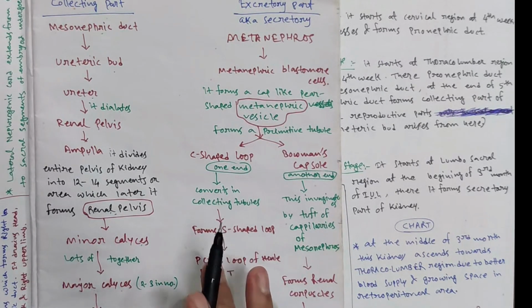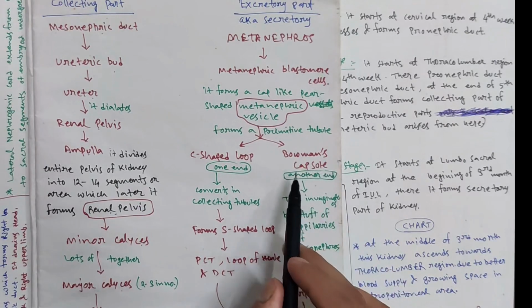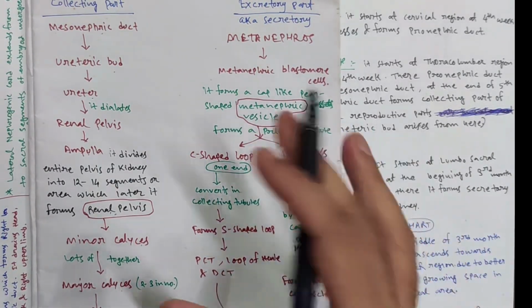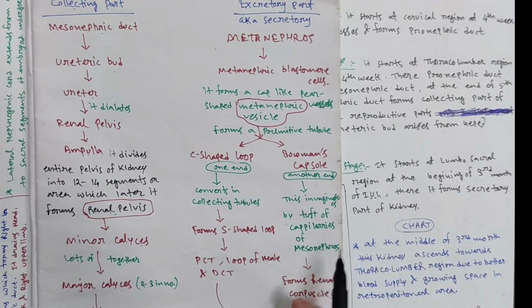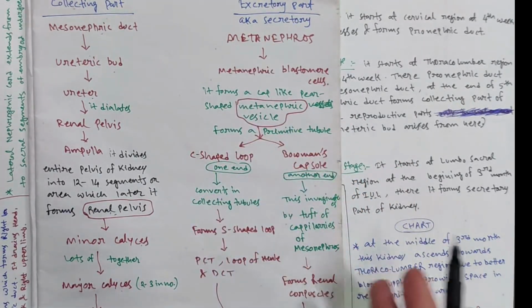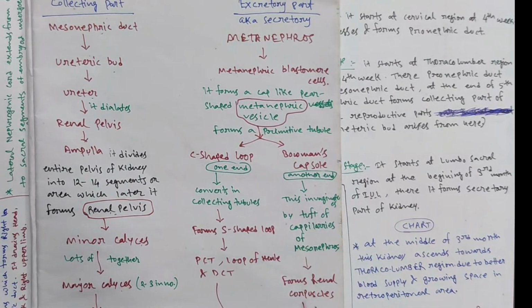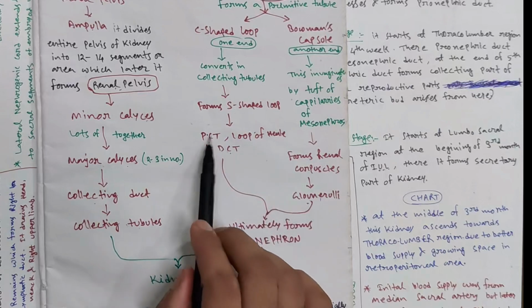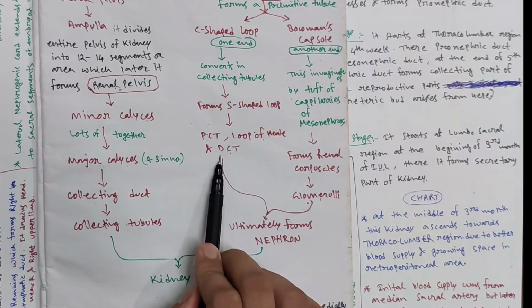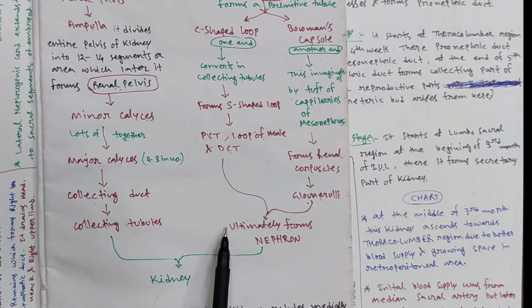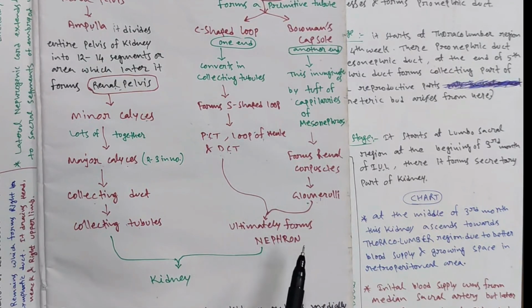Understand? And this Bowman's capsule, what happens? It is invaginated by a tuft of capillaries, a bunch of capillaries, the glomerulus. This covers the Bowman's capsule area and forms a renal corpuscle. Now this PCT, loop of Henle, and DCT along with the renal glomerulus together form one nephron. This collecting tubule and the nephron together form the kidney.